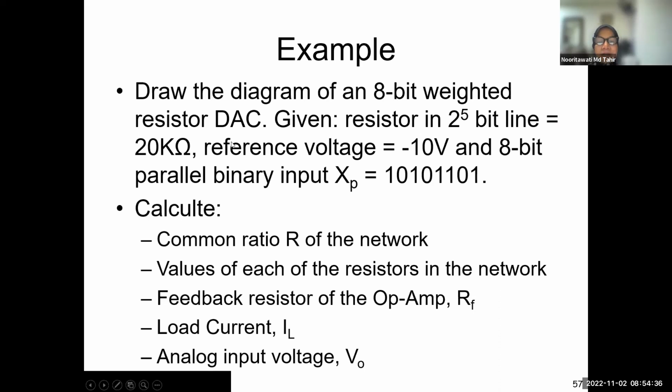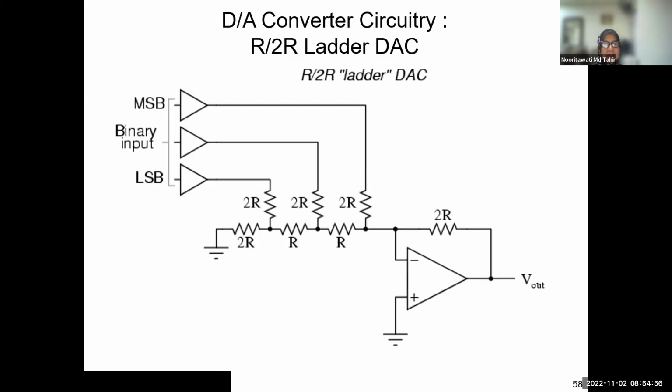It gives the resistor at 2 to the power of 5 as 20K. So what is it at 2 to the power of I? R, 2R, 4R, 8R, 16R is 20K. Okay? It's fine, later you can try this one. I want to continue with another one.